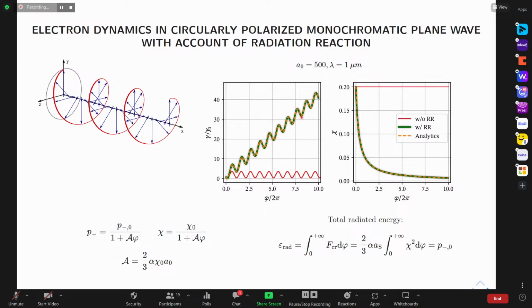Effectively, it means that the Lawson-Woodward theorem is not valid. Yeah, because the conditions of the theorem are broken in this regime, because we can't say that the electron penetrates the laser pulse moving along a straight line. Mm-hmm. I see. Thank you.